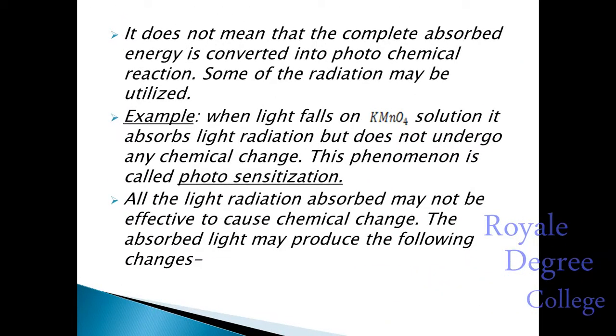It does not mean that the complete absorbed energy is converted into photochemical reaction. Some of the radiation may be utilized. Example, when light falls on potassium permanganate solution, it absorbs light radiation but does not undergo any chemical change. This phenomenon is called photosensitization. All the light radiations absorbed may not be effective to cause the chemical change. The absorbed light may produce the following changes.